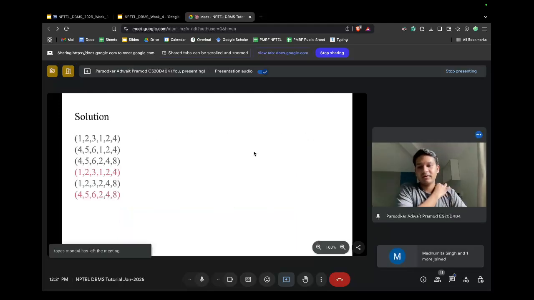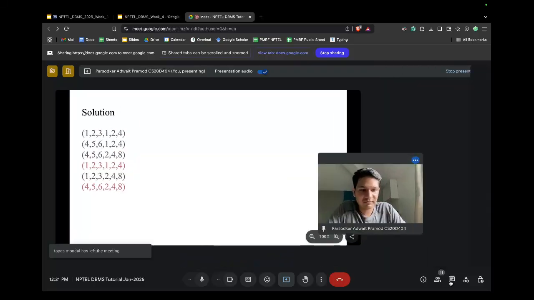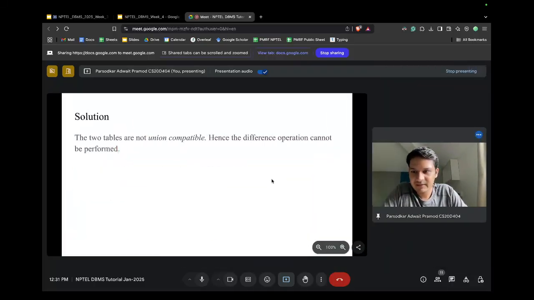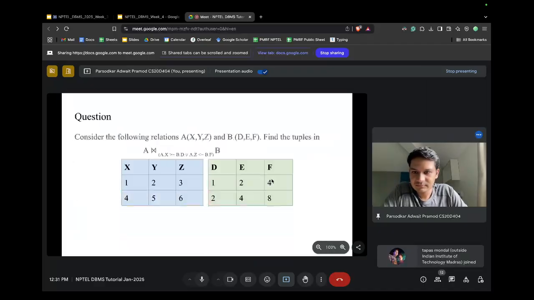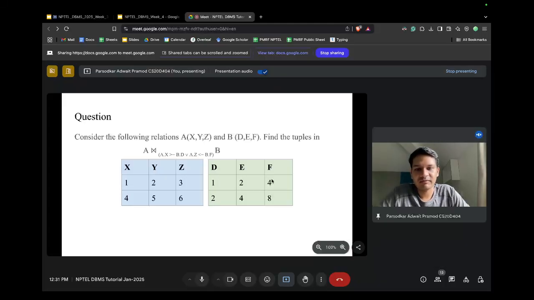Okay, so I think this is the question that we will begin with. Yeah, so here is the question. You're given two relations, A with the attributes x, y, z, and B with the attributes d, e, f. You want to find the tuples in A when joined with B under the condition that the value of x in A should be greater than or equal to the value of d in B, or the value of z in A should be less than or equal to the value of f in B.